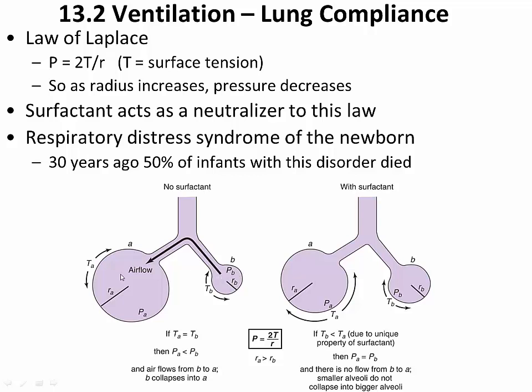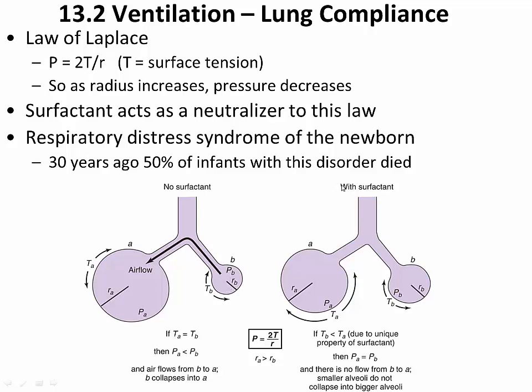B has a much smaller radius than does A. And so according to the law of Laplace, the tension in A would be the same as tension in B in the absence of surfactant. This is if no surfactant is present. Then this means that the pressure will be greater in B than in A, so the air that's in B would flow over to A and B would collapse.